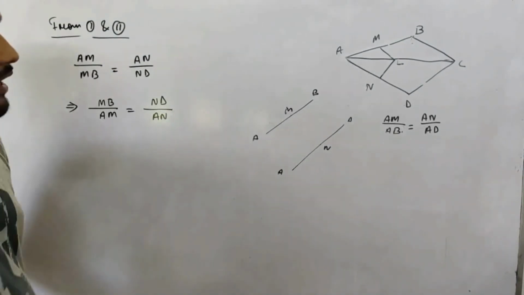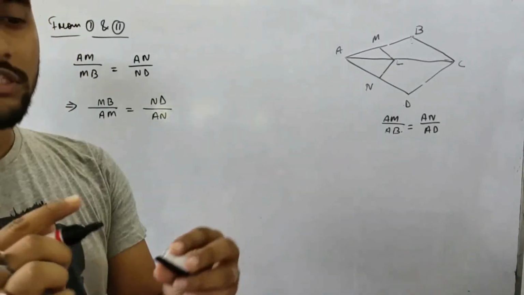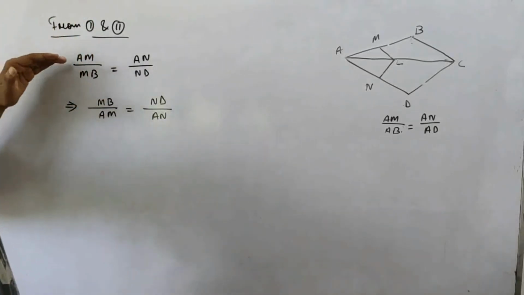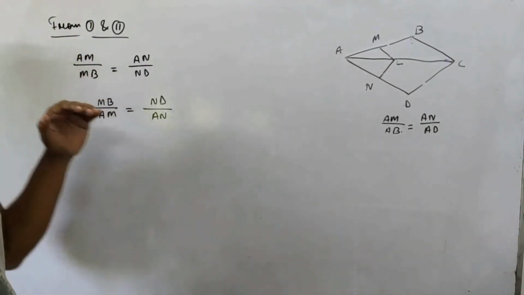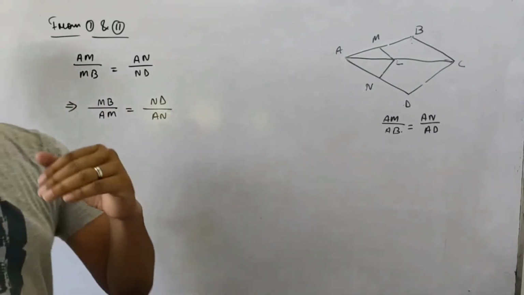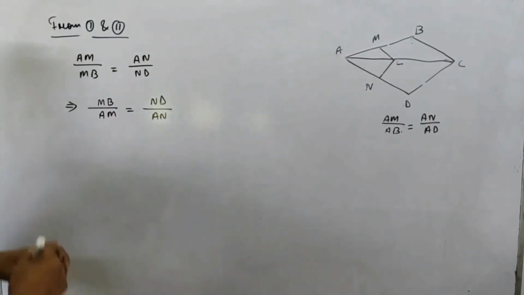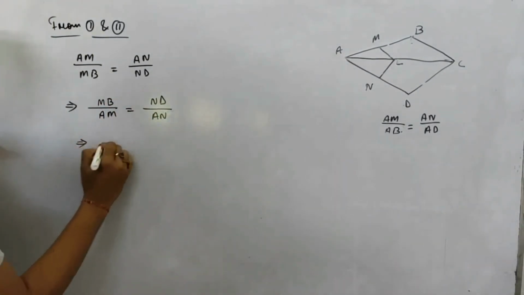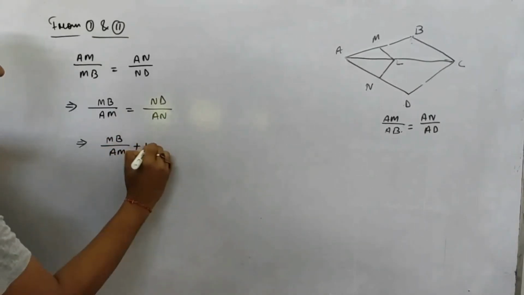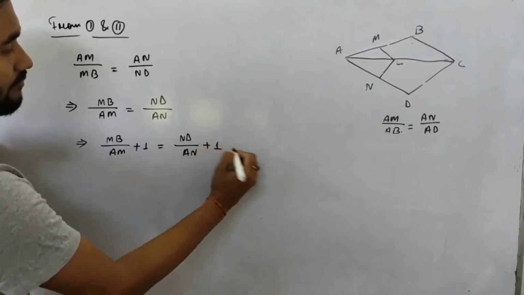So the simple way, simply you add plus 1. So this is your step 2. First step, whatever you have to change, you take that portion to up. After that, if you have to add, then you will write plus 1, both sides. And if you have to subtract, then you will subtract minus 1, both sides. Simple step, okay? So I will write MB by AM plus 1 will be equal to ND by AN plus 1.